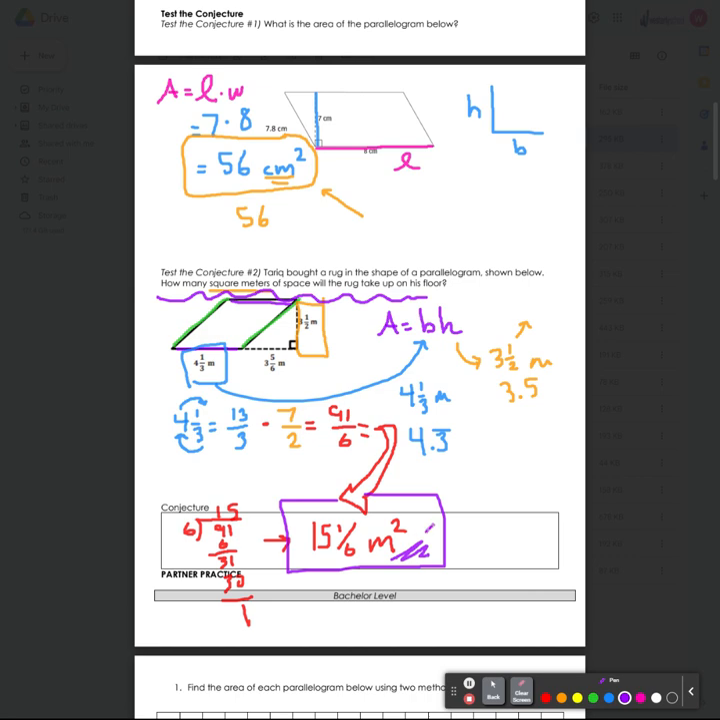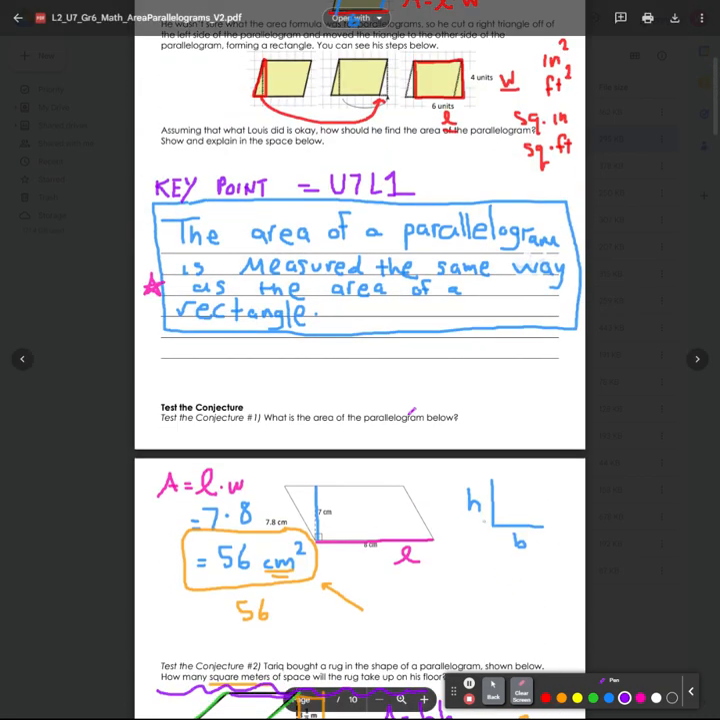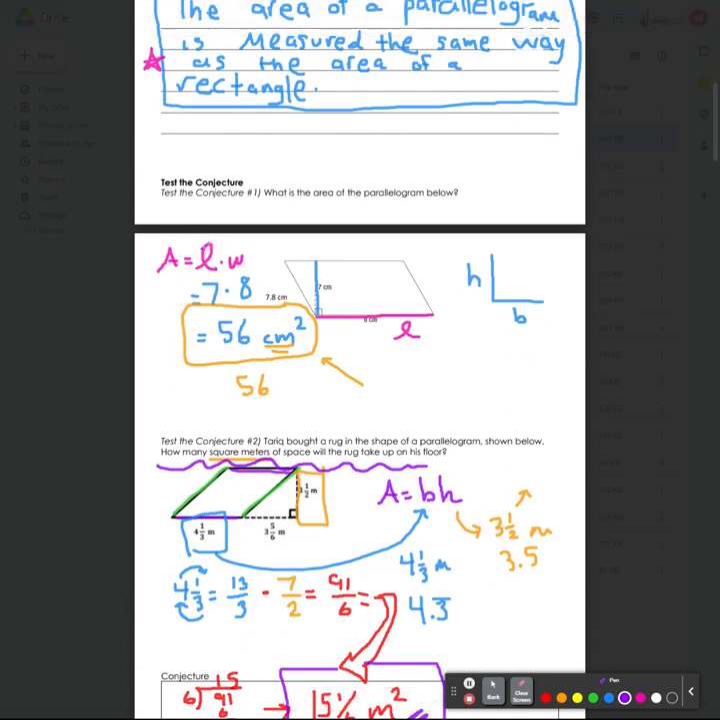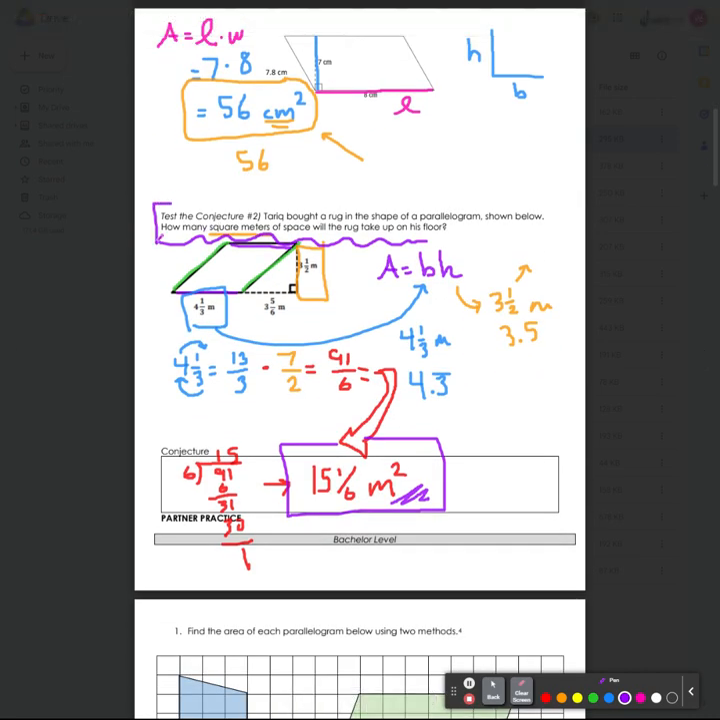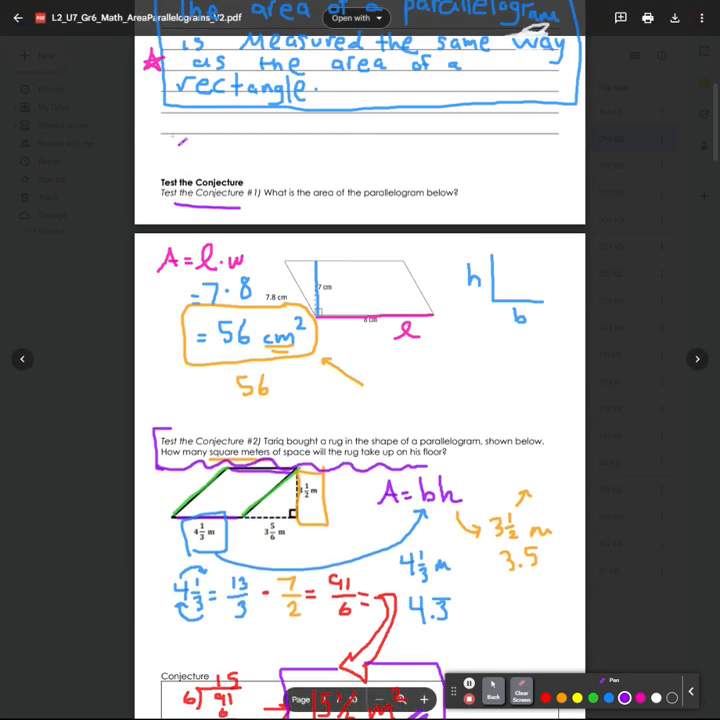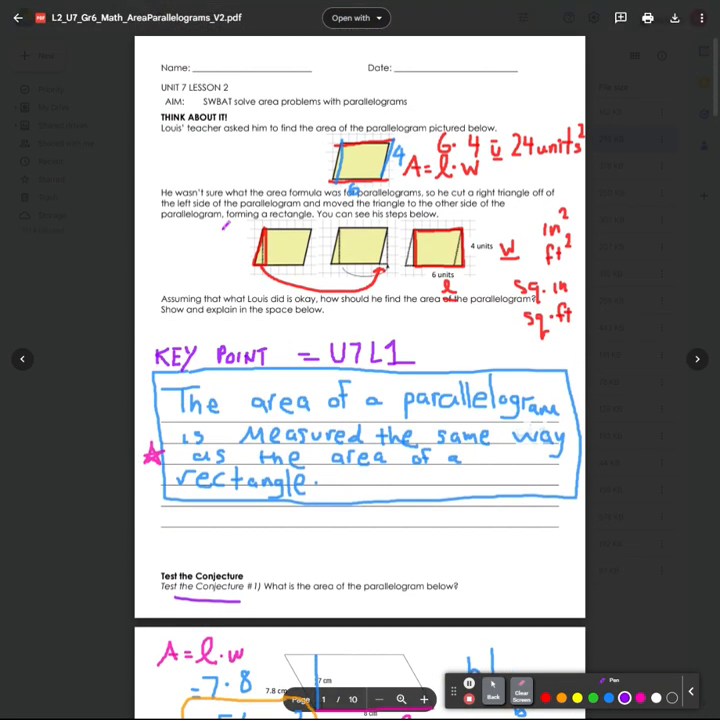Excellent. So there are a couple things you're going to want to make sure that are in your notebook so that when you have that notebook check, you're going to earn that 100. The first thing is, what's the key point? And the second is either test the conjecture number 1 or test the conjecture number 2. Either one of those examples need to be in your notebook. Please make sure you're also writing that this is for Unit 7, Lesson 2, along with the date.